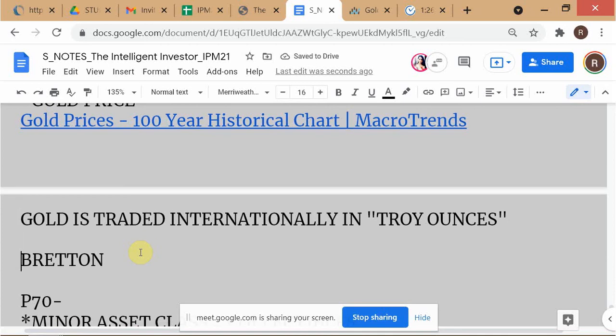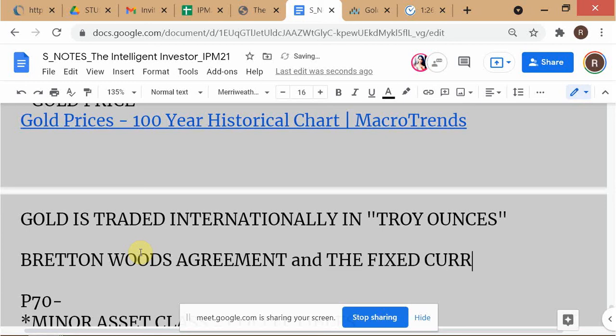The second is, are any of you aware of this Bretton Woods agreement? Anybody? Bretton Woods agreement and the fixed currency, fixed exchange rates regime. Now you guys have to know about all these things, okay? Because this is part of your core knowledge as a financial professional, to know about economic history. So this is pretty recent stuff actually. 1945 is pretty recent stuff.